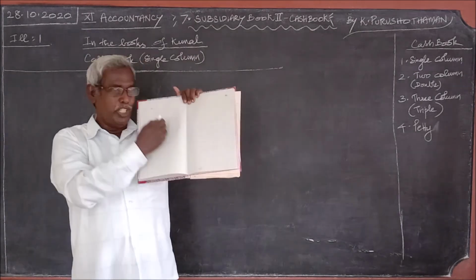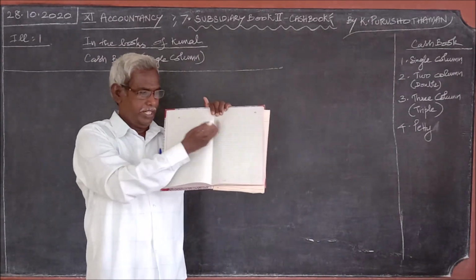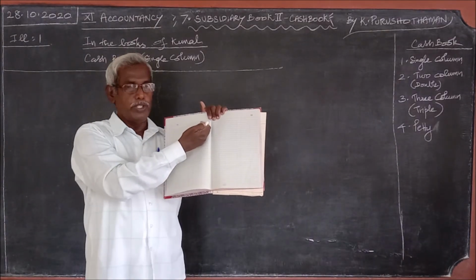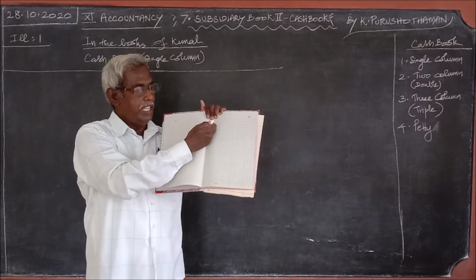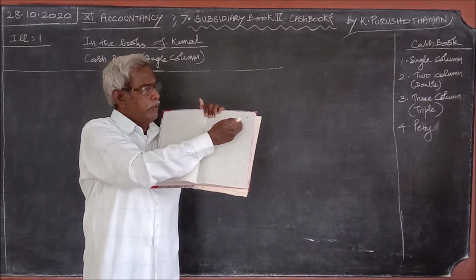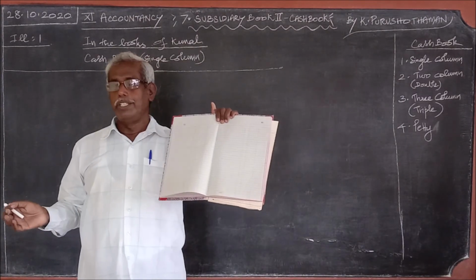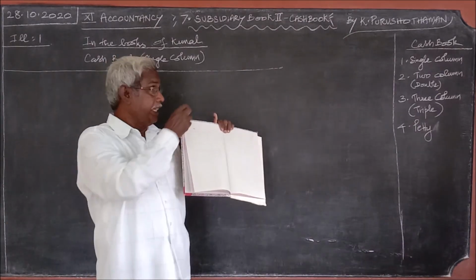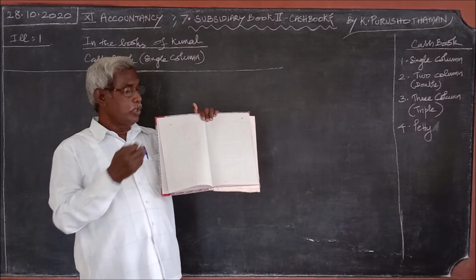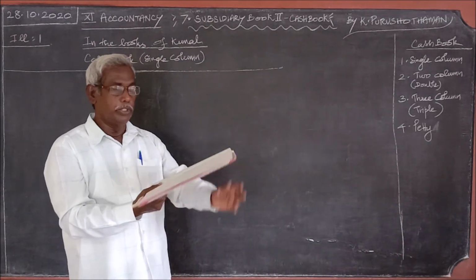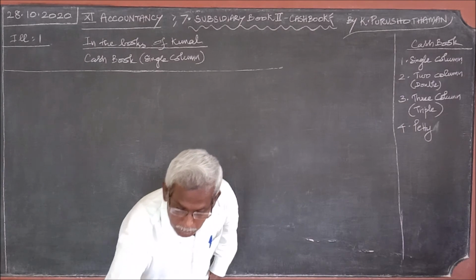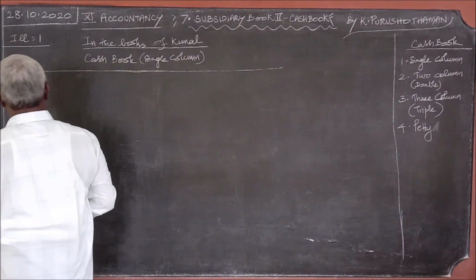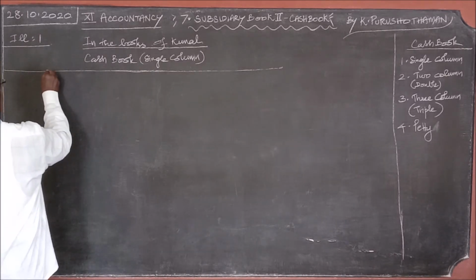But for ledger, we used both the sides: date, particulars, journal folio, amount rupees. The same four columns are there. This is what we followed in ledger. The same thing here also, we are going to use both the sides. Bear it in mind. Illustration 1: what are the different columns for this single column cash book?